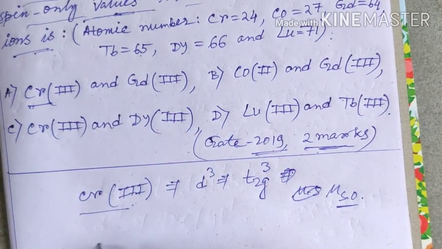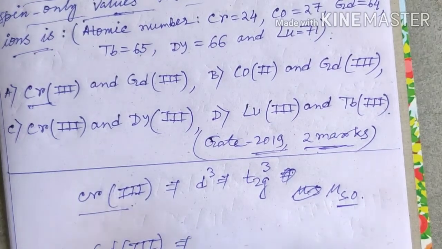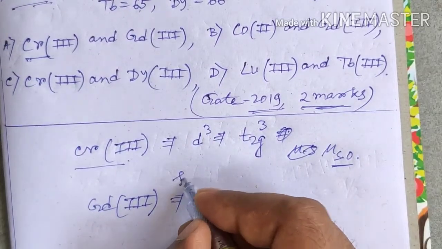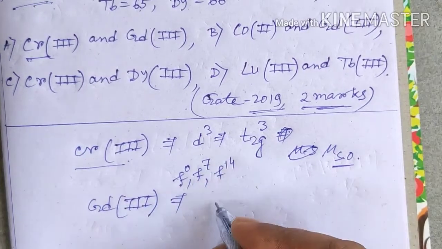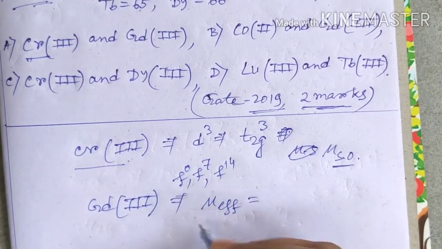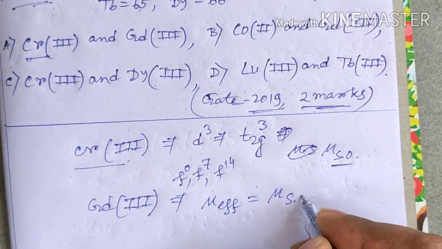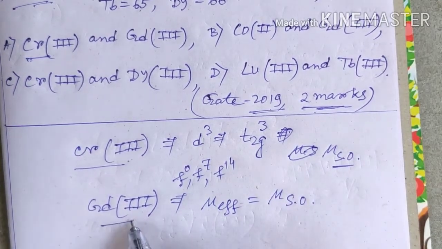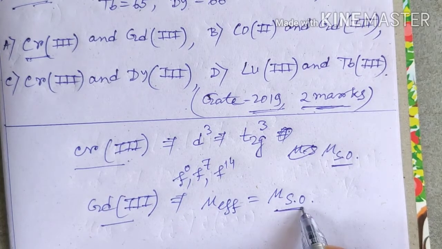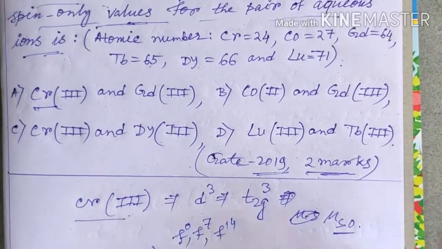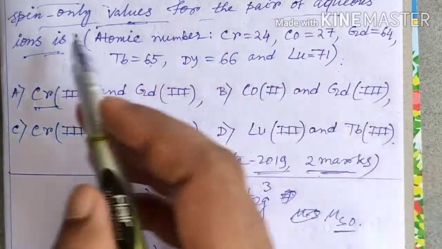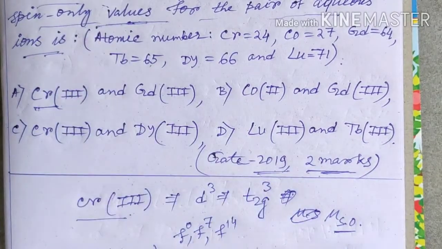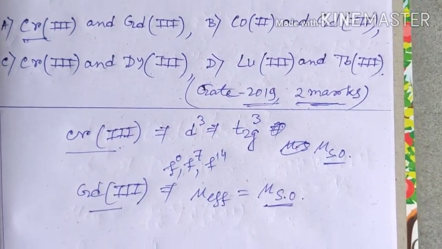For gadolinium 3+, it is a lanthanide element, and as I discussed previously, for lanthanide elements having electronic configuration f0, f7 and f14, the mu effective, that is the magnetic moment of the lanthanide, will be equal to the mu spin only value. So for this case also the magnetic moment is equal to mu spin only values. That is, we can see that the first option matches the given requirement, that is, the magnetic moment is equal to spin only values.